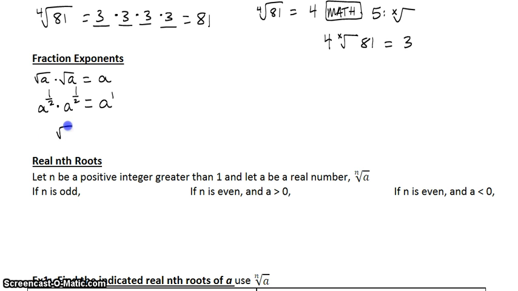So here's what I just showed you. The square root of a is a to the 1/2 actually. We can translate that to other roots too. So the cube root of a is actually a to the 1/3 power.